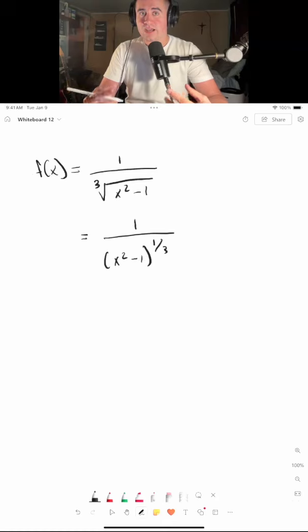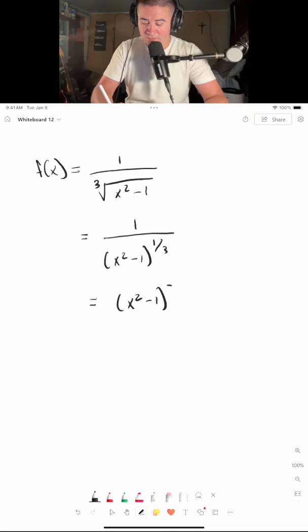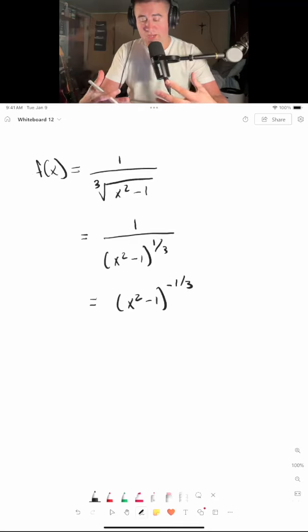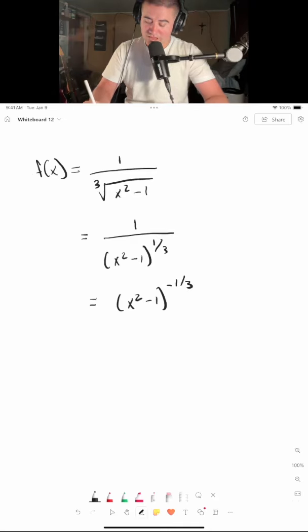And then if we want to use chain rule, we're going to need to flip the fraction here. But if you flip the fraction, take the reciprocal, of course, you're going to have to switch that exponent to a negative. So all we would have is x squared minus 1 to the power of negative 1/3. And now we can use the chain rule, and first we'll use the power rule, of course. So that is negative 1/3.